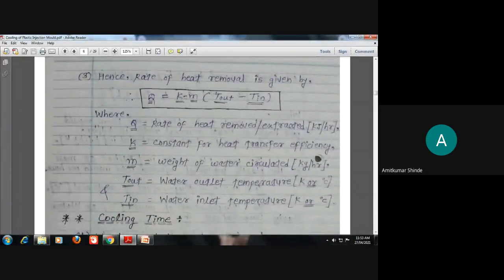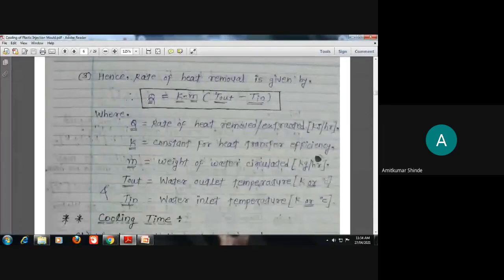Then here two temperatures are there, T out and T in. This T out is nothing but water outlet temperature, and T in is nothing but water inlet temperature. T in is inlet temperature of water, and T out is outlet temperature of the water. You have to take it in Kelvin or in degree Celsius. Now by using this formula, rate of heat removal, this Q is represented by two equations. Try to remember this. This is the one formula.